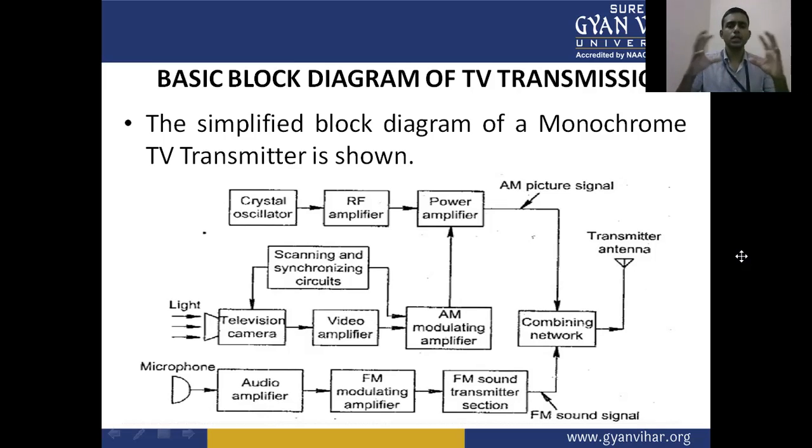So this is the complete block diagram of a monochrome TV transmitter. In this monochrome TV transmitter system, AM modulating system and FM modulating system are used. Picture is modulated by the amplitude modulating amplifier, and sound is modulated by the FM modulating amplifier.